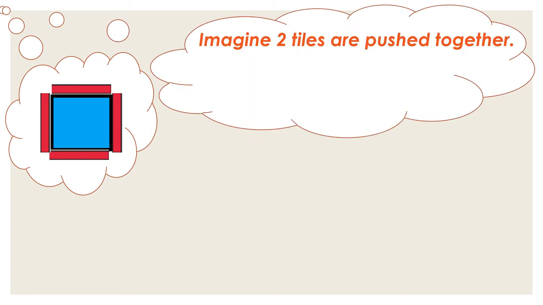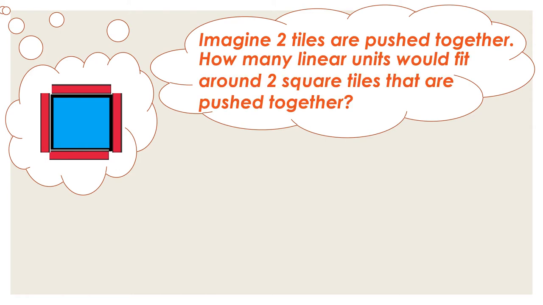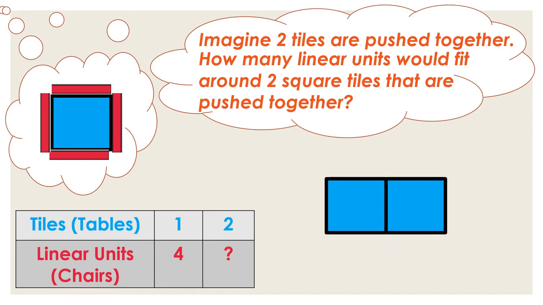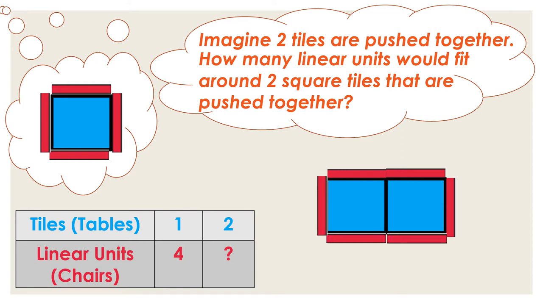So we now know that 1 picnic table or tile will seat 4 people. This is not enough to seat 10 people. So imagine that 2 picnic tables or tiles are pushed together. How many linear units or chairs would fit around 2 square tiles that are pushed together? What would be your prediction? Let's find out. Here are 2 picnic tables or tiles pushed together. Let's count and mark the linear units around the 2 picnic tables. 1, 2, 3, 4, 5, 6. So 6 linear units would fit around 2 square tiles pushed together.